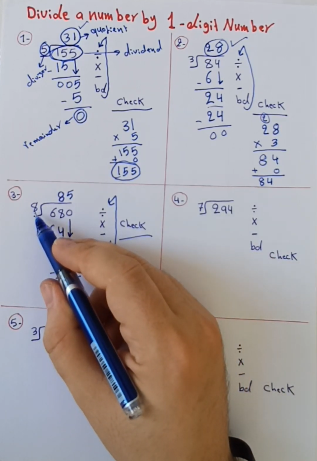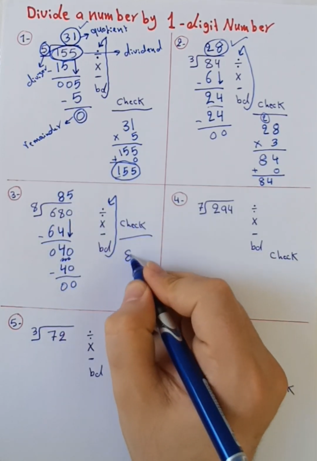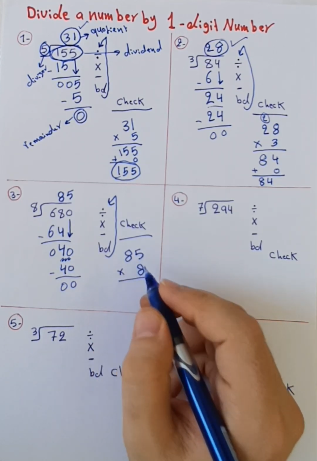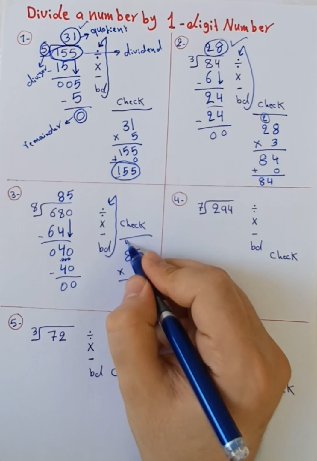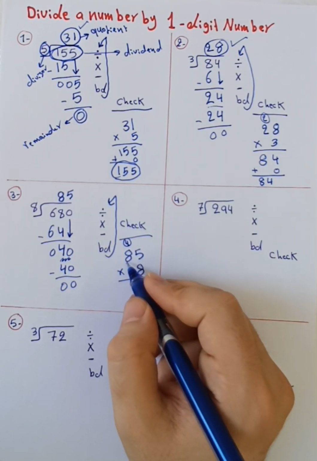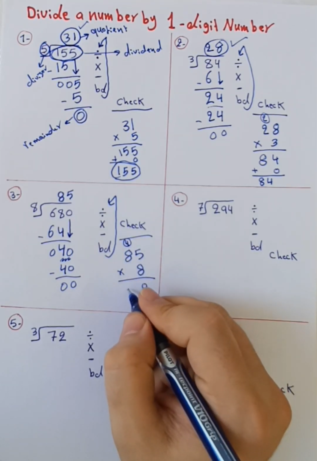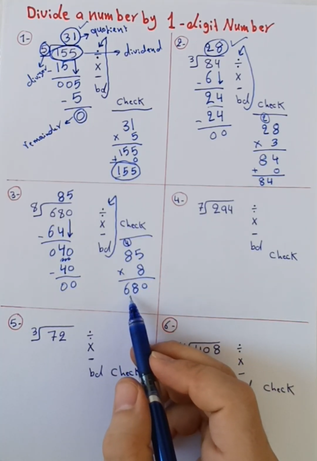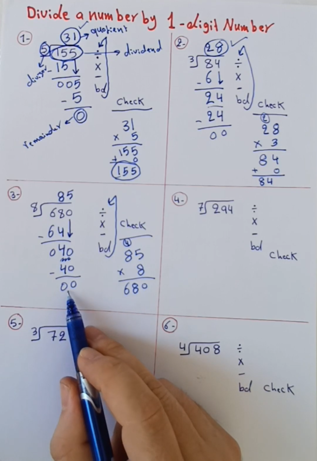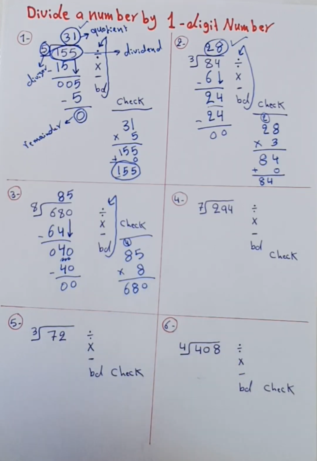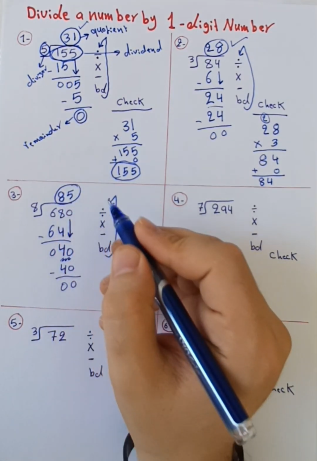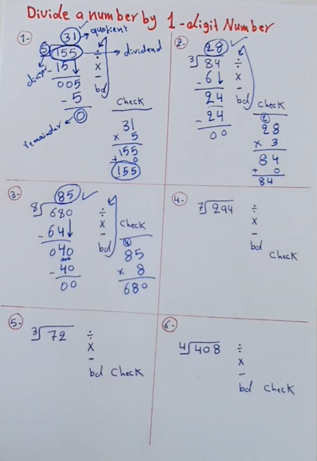85 times 8. 8 times 5 equal to 40. We have to regroup. 8 times 8 equal to 64. Plus 4 equal to 68. And then we have to add this product with the remainder. The remainder is 0. 680 plus 0 equal to 680. And the dividend is 680. It means our quotient is correct.